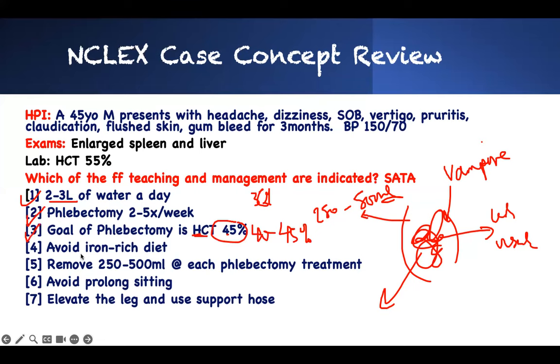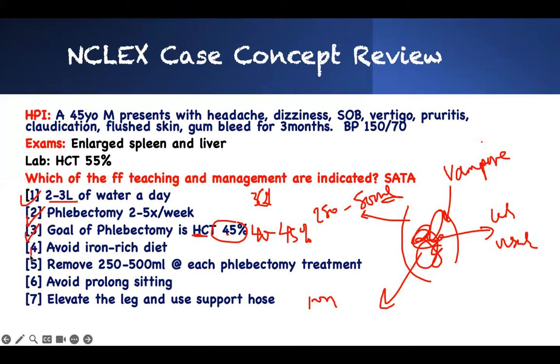Think about it. Number 4, iron is needed for your red cells to make hemoglobin and then do their thing, right? If you take iron, we make more red blood cells. I don't want you to take iron. So it's a contraindication. One of the biggest teachings for people with polycythemia vera is to avoid an iron-rich diet. Avoid it as much as possible. I know we all want to eat iron so that we can increase our hemoglobin and hematocrit. These people have too much of it.